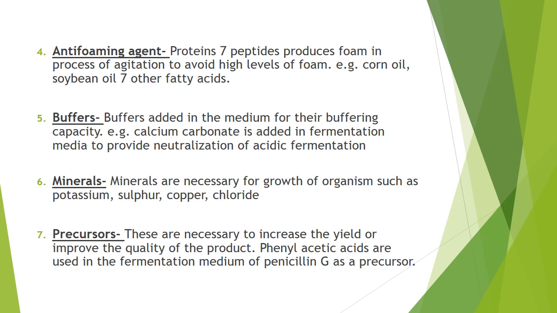The next point is the buffers. Buffers are generally added in the production medium for their buffering capacity. During microbial growth in the fermentation, pH may be changed by acidic or alkaline products. Decarboxylation of organic acids among the medium constituents may raise the pH, and deamination of strongly basic organic amines lowers the pH of fermentation media.